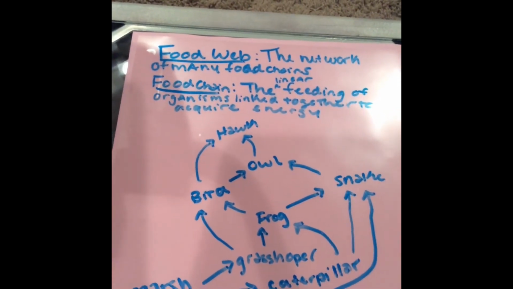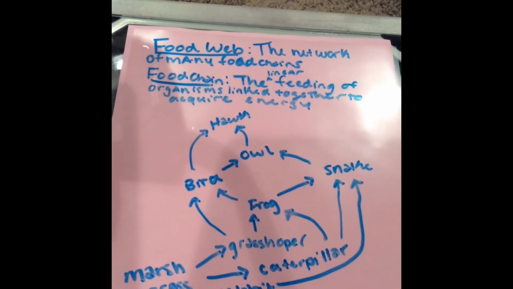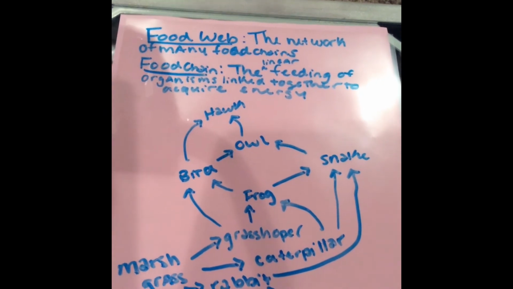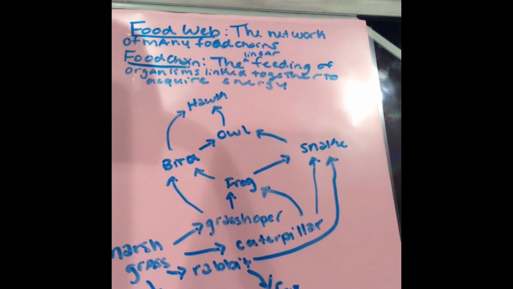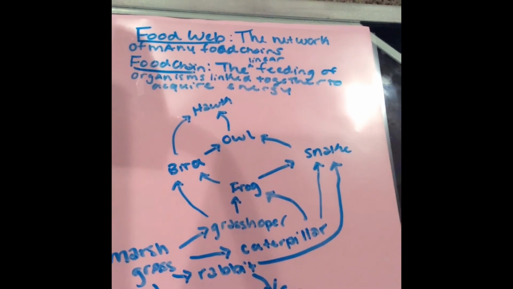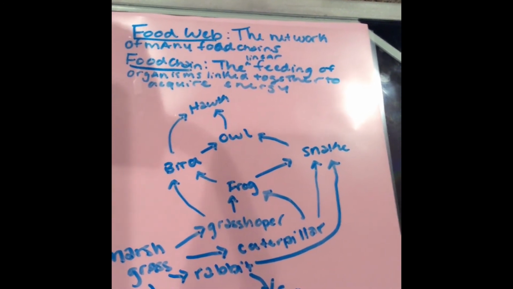For instance, the marsh grass is the primary producer of the food web. The frog can be classified as a secondary and tertiary consumer. An example of a food chain within this food web is from the marsh grass to the deer to the lion.